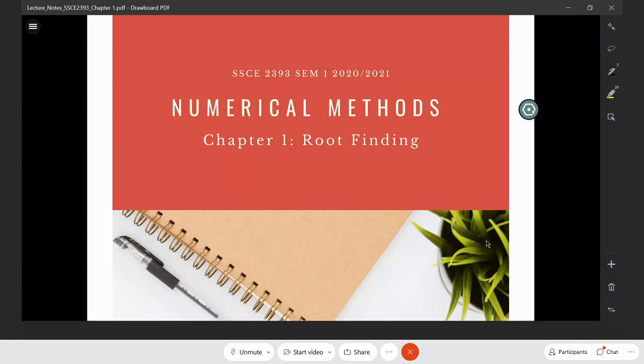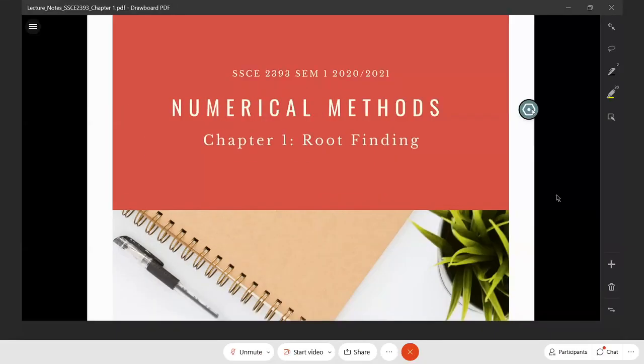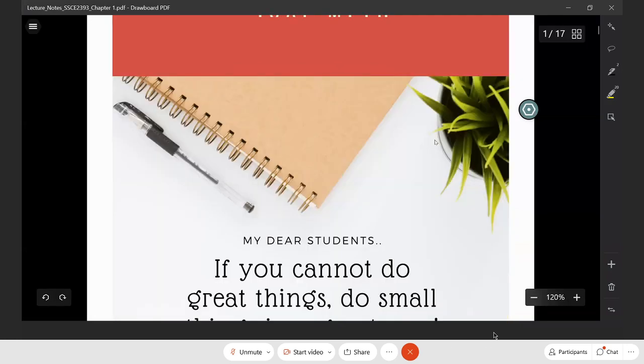So the first chapter is on root finding. The scope of this chapter is actually to get the roots of a non-linear equation. We are dealing with the non-linear equation because if we're talking about a linear equation, it is quite easy to get the root. So we specifically want to get the root of a non-linear equation because of its complexity. It is a bit harder compared to the linear equation. So our scope is just the non-linear equation.